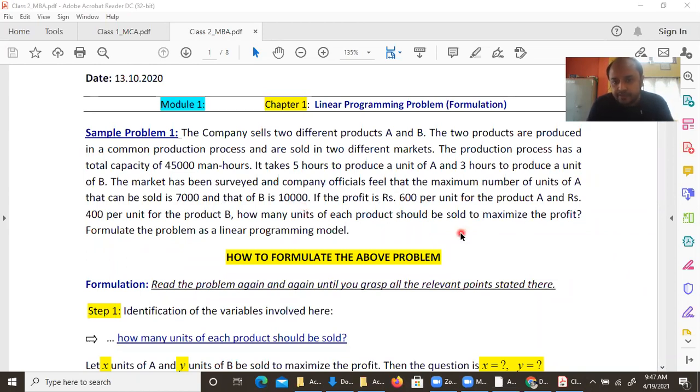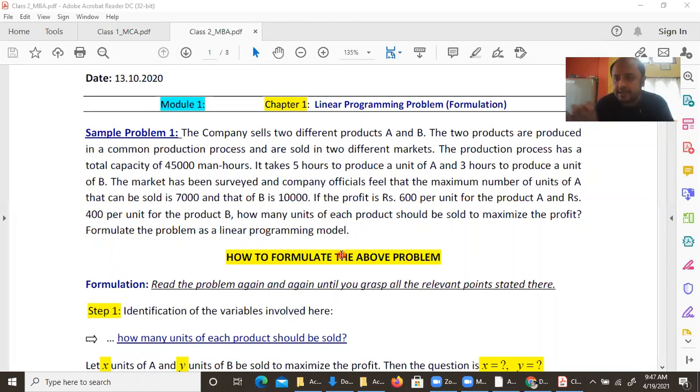If the profit is rupees 600 per unit for the product A and rupees 400 per unit for the product B, how many units of each product should be sold to maximize the profit? Formulate the linear programming problem. Formulate the problem as linear programming model.